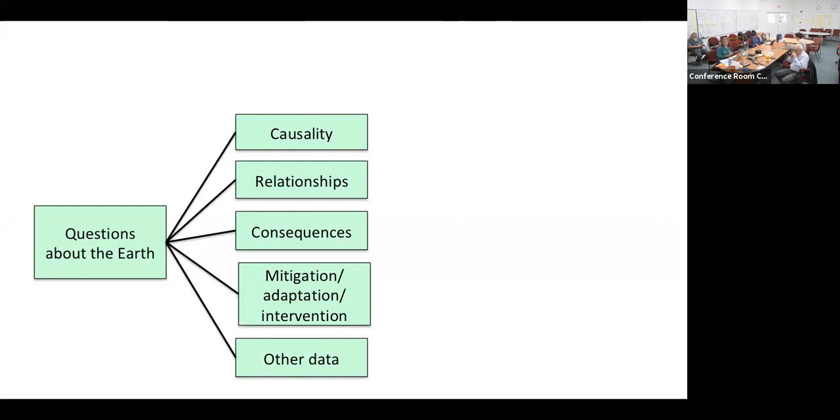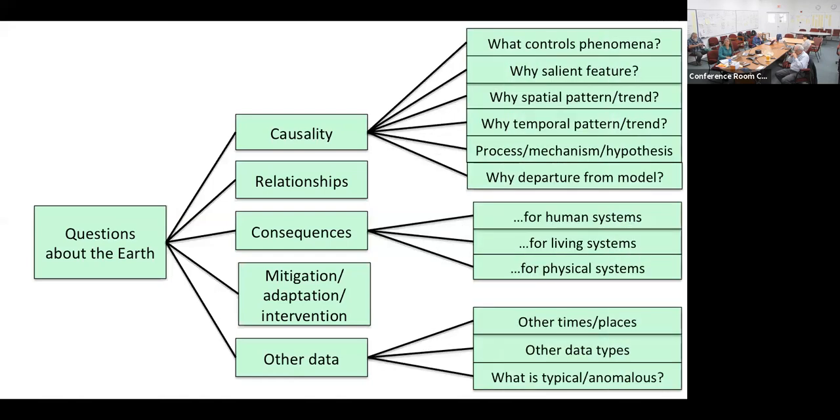So then there are questions about mitigation or adaptation or interventions. What steps might humans take to help with some problem that is emerging from this data set? And then there were questions where the person was asking something that could not be answered with the data in hand. They were asking for data from some other time or some other place or some other data type that wasn't there. And then there were many subcategories within each of those.